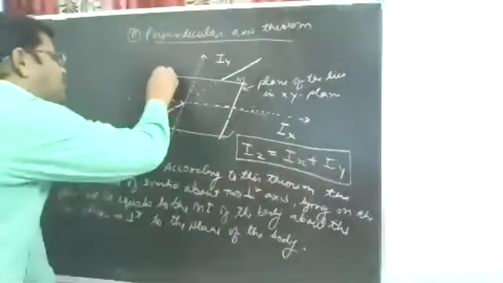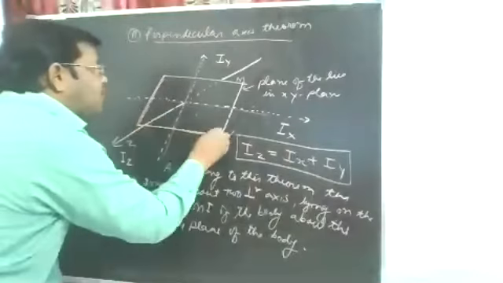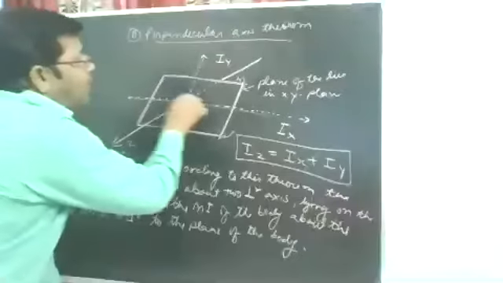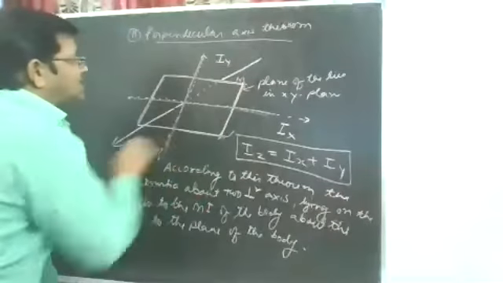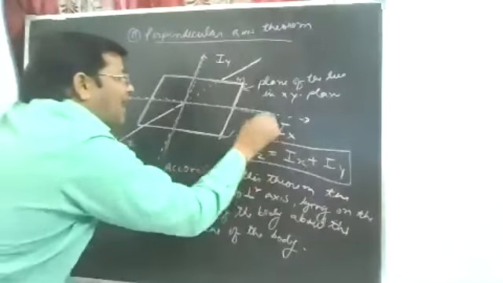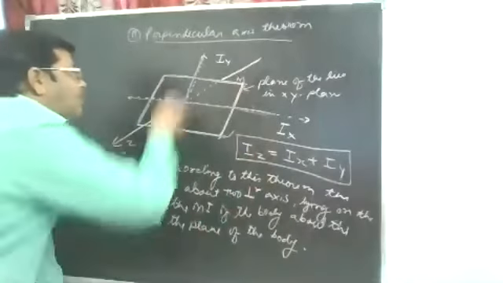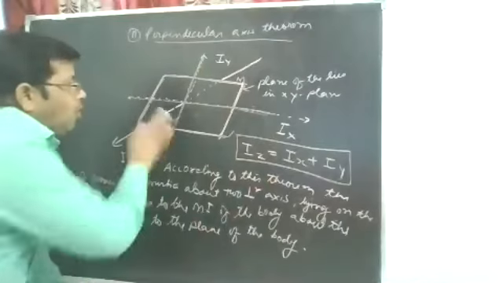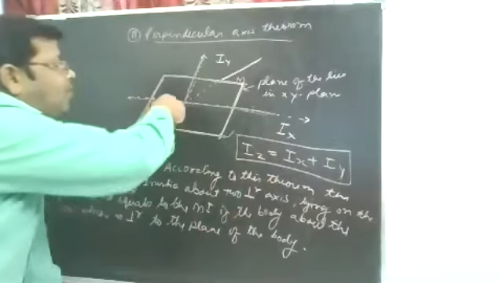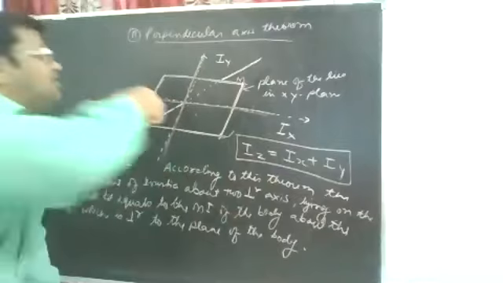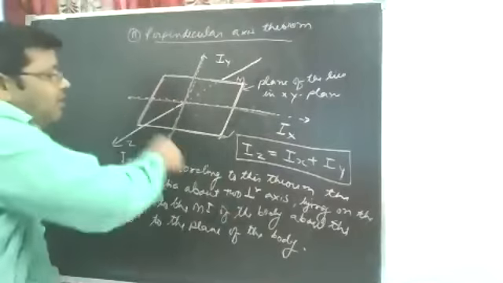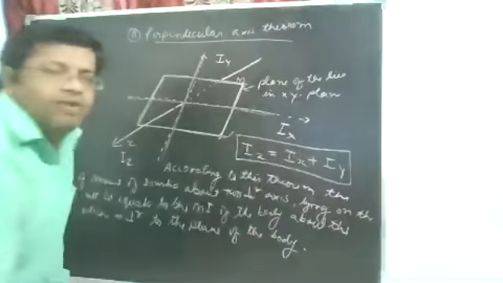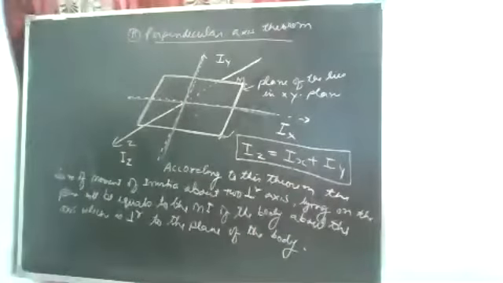Let us again try to understand this theorem. This is a geometrical body, and over the plane of the body, the x-axis and y-axis lie. The moment of inertia about the x-axis is Ix, and the moment of inertia of the same body about the y-axis is Iy. Now, perpendicular to the plane of the body is the z-axis, and the moment of inertia about the z-axis of this body will be the sum of the moments of inertia about the x-axis and the y-axis.